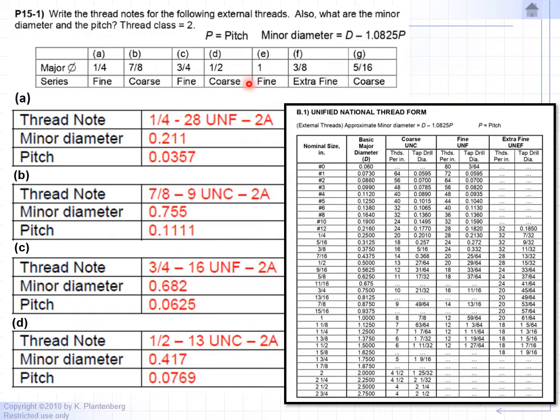All right, so let's take a look at problem A. Okay, so we're going to go over problem A. So we have a major diameter of 1/4.